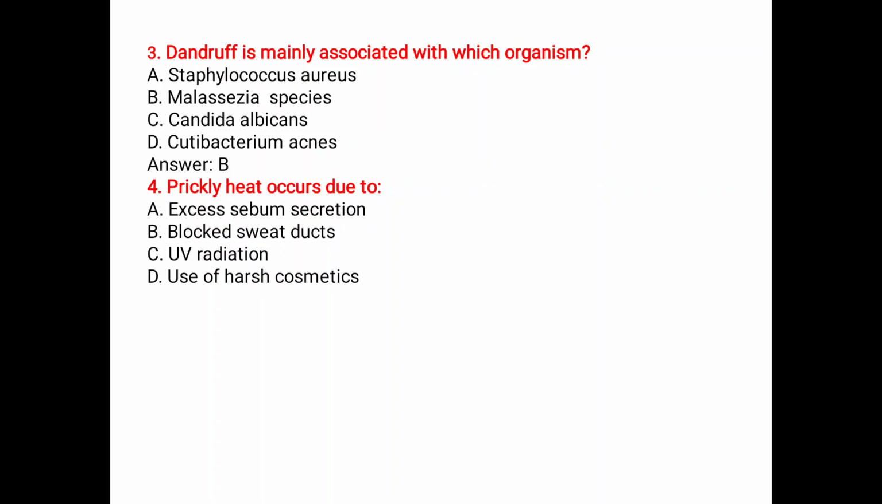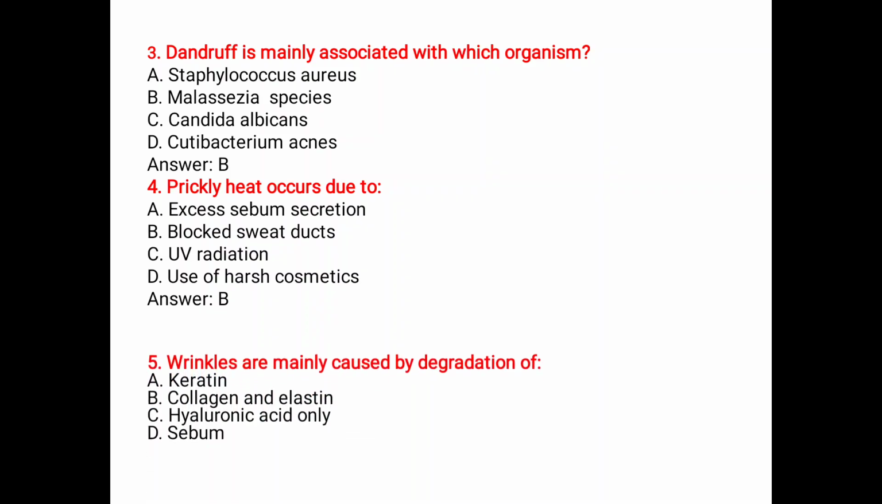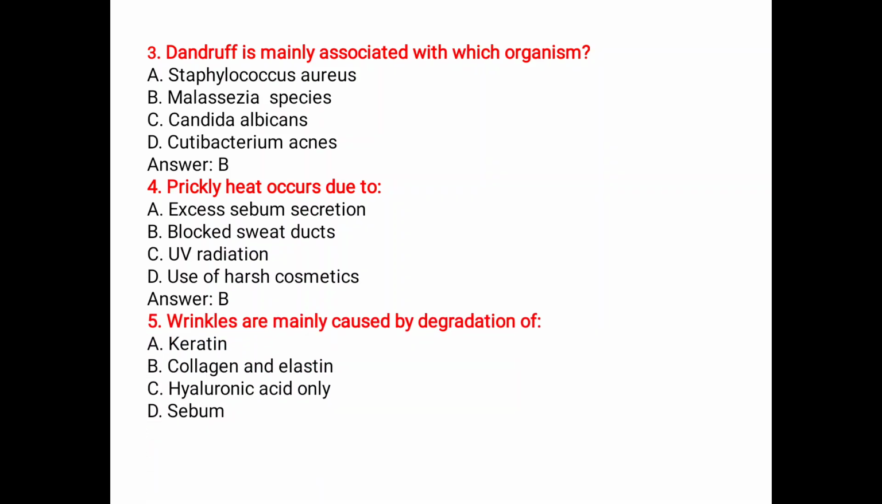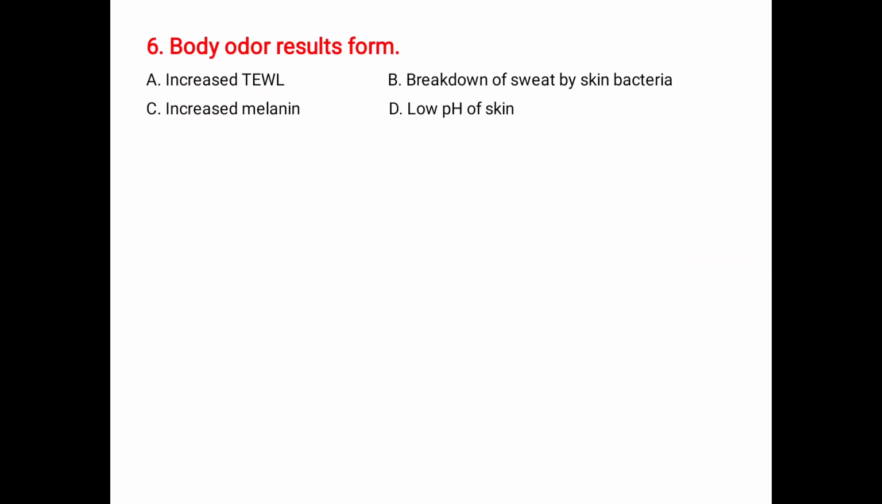Next, prickly heat occurs due to A, excessive sebum secretion, B, blocked sweat duct, C, UV radiation, and D, use of harsh cosmetics. Blocked sweat duct. Wrinkles are mainly caused by degradation of A, keratin, B, collagen and elastin, C, hyaluronic acid only, and D, sebum. Collagen and elastin. Next, body odor results from A, increased TEWL, B, breakdown of sweat by skin bacteria, C, increased melanin, D, low pH of skin. Breakdown of sweat by skin bacteria.